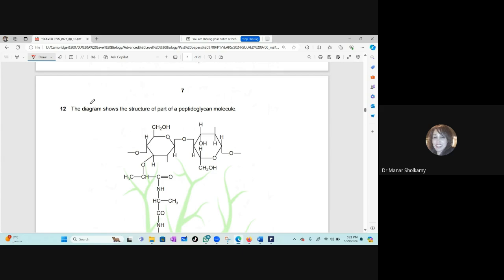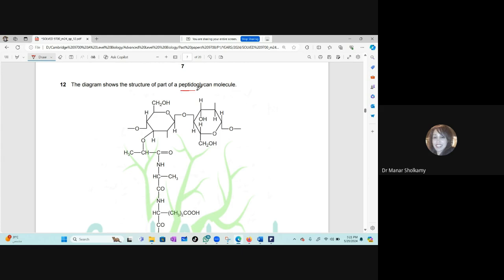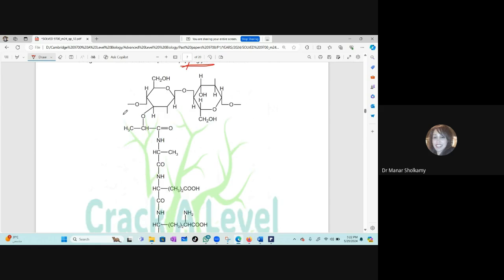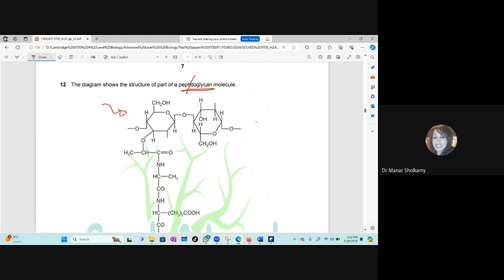This is all biological molecules. Again, biological molecules. The diagram shows the structure of part of a peptidoglycan molecule. Peptidoglycan means this molecule is made up of what? Amino acids. Peptido means a protein is involved. Yes, you are correct. And glycan means a carbohydrate is involved. So here you have a molecule made up of part proteins and part carbohydrates. Now this structure, by the way, it should be okay with you. What is this structure here? And what are these?